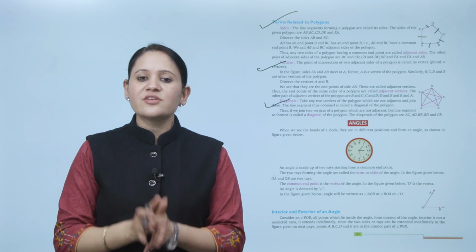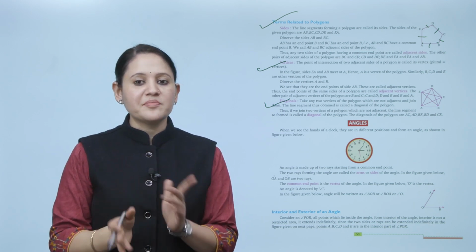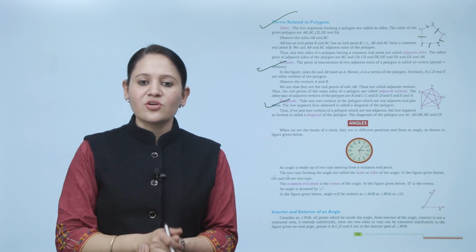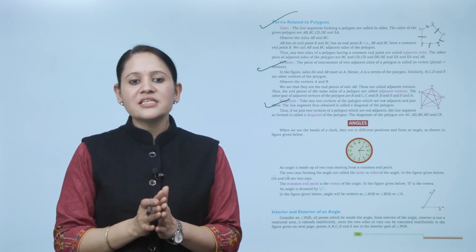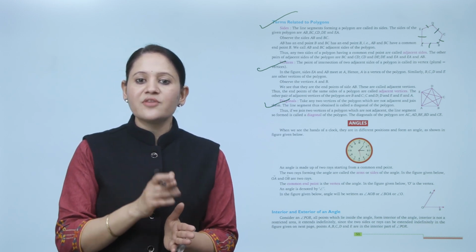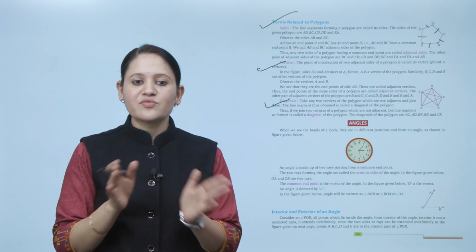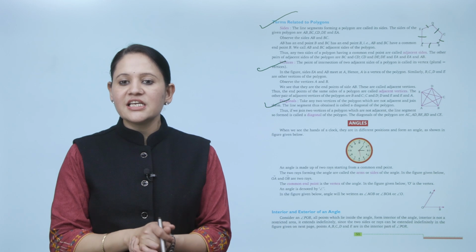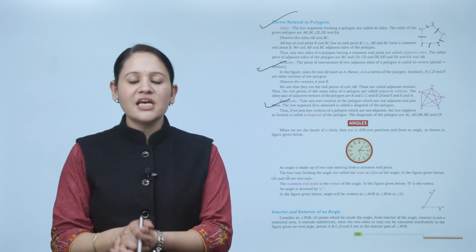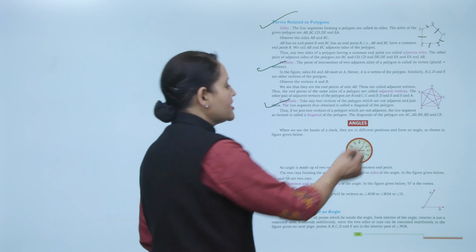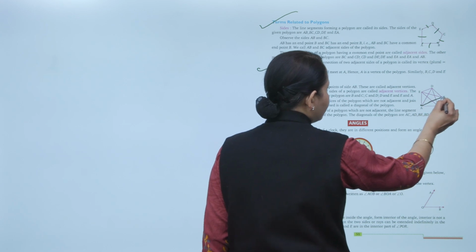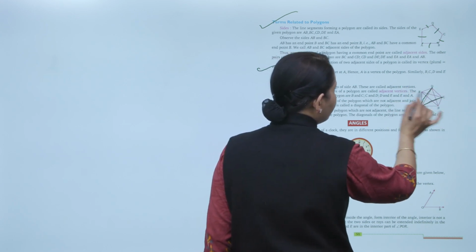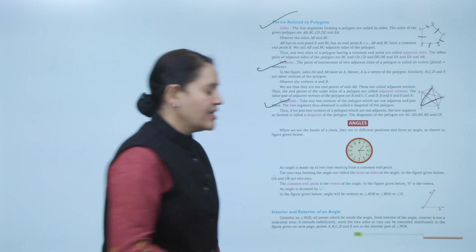Next are diagonals. Take any two vertices of the polygon which are not adjacent, means they should not be adjacent, and join them. The line segment thus obtained is called a diagonal of the polygon. Thus, if we join two vertices of the polygon which are not adjacent, the line segment formed is called a diagonal of the polygon. The diagonals of the polygon are AC, AD, BE, BD and CE. So, these are the diagonals. AC, AD, BE, EC, all these are diagonals.